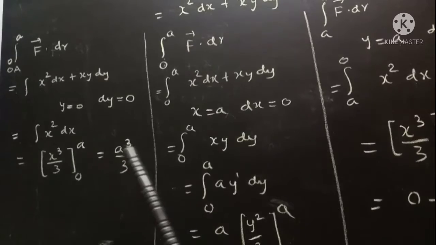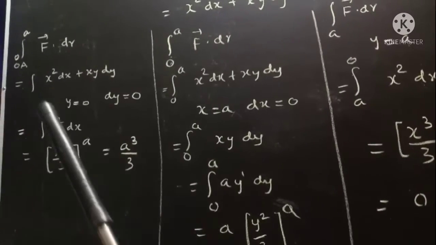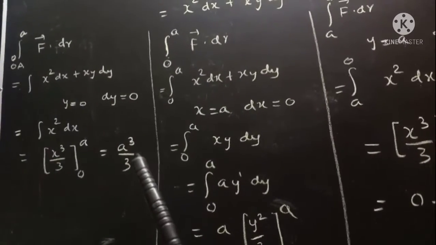Put x is equal to a. The OA value is a cube by 3.